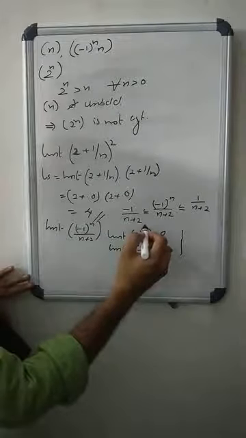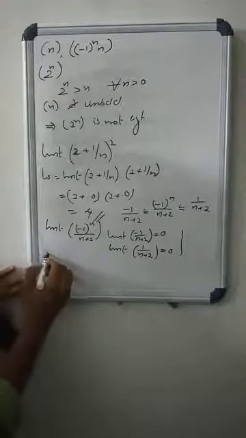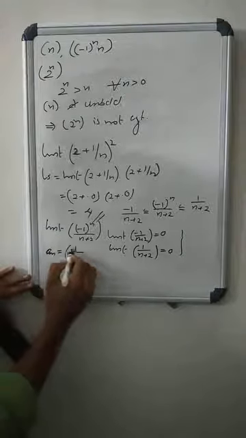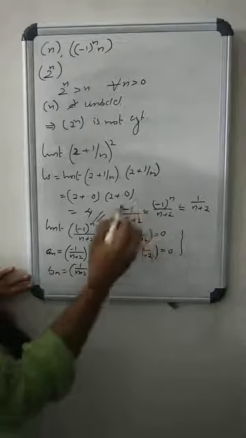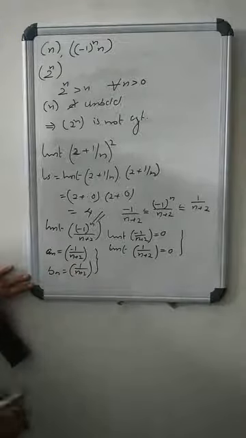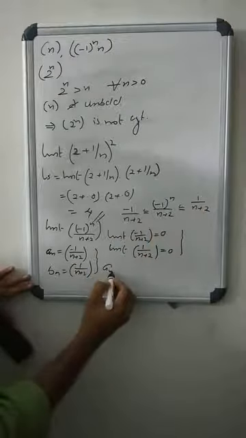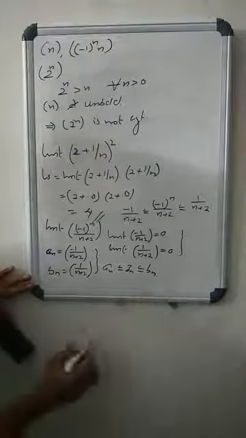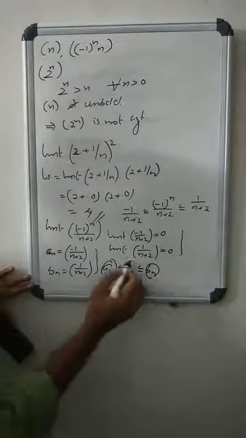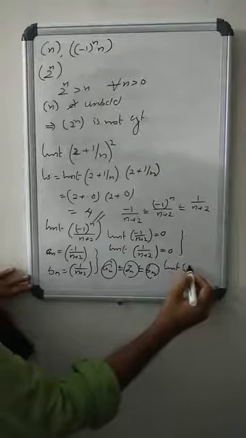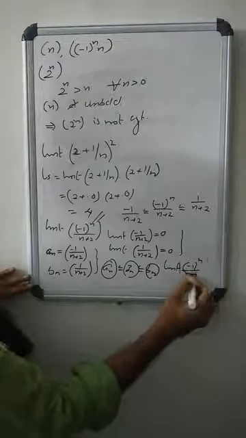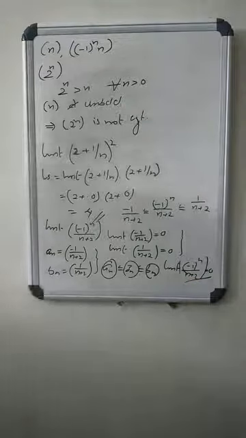So, by the Squeeze theorem, let a_n be the sequence -1/(n + 2) and b_n the sequence 1/(n + 2). Here a_n is less than or equal to z_n, which is less than or equal to b_n. When the limit of a_n equals the limit of b_n, then the limit of a_n equals the limit of z_n equals the limit of b_n. Therefore, the limit of z_n, that is (-1)^n/(n + 2), is 0 by the Squeeze theorem. Agreed.